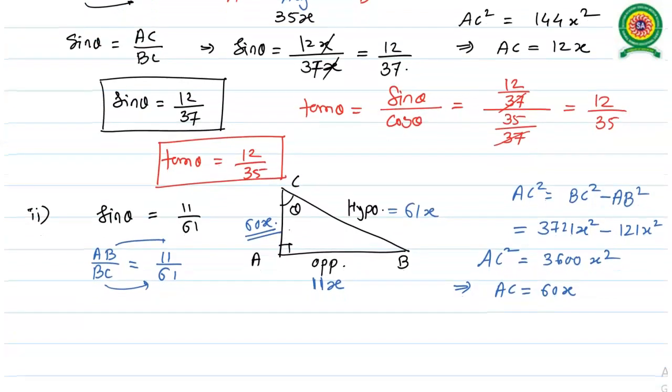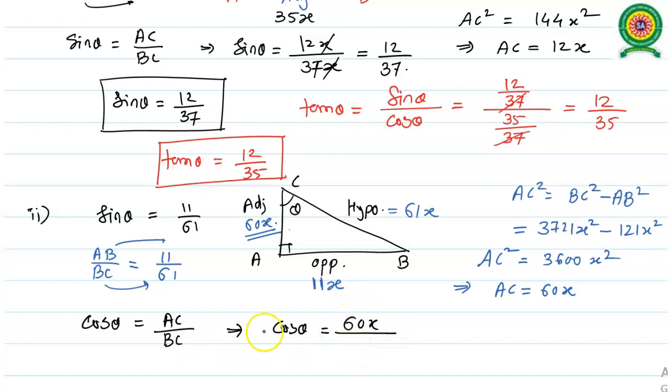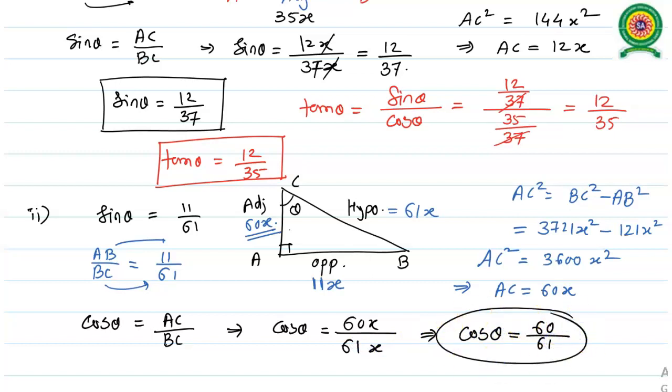Now we are going to evaluate the value of cos theta. So cos theta is equal to the adjacent side divided by the hypotenuse. With respect to angle theta, the adjacent side is AC and the hypotenuse is BC. So cos theta, adjacent side is 60x divided by hypotenuse 61x, x getting cancelled from numerator and denominator. Cos theta value is 60 divided by 61.